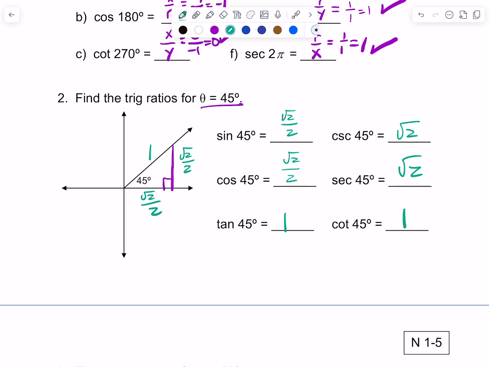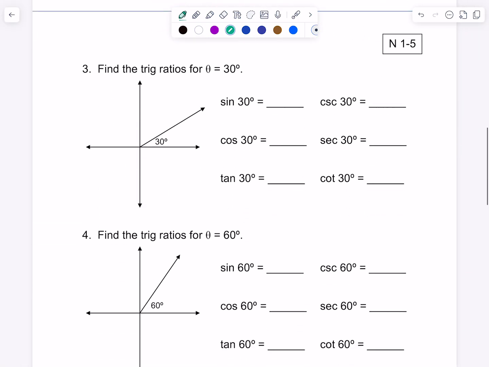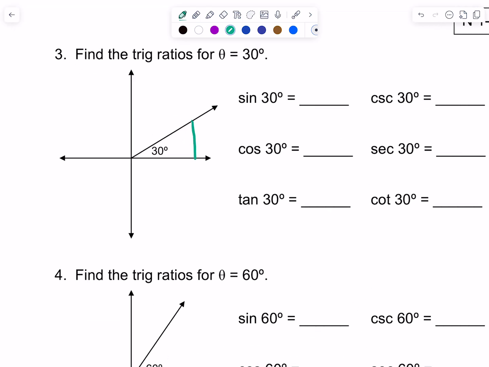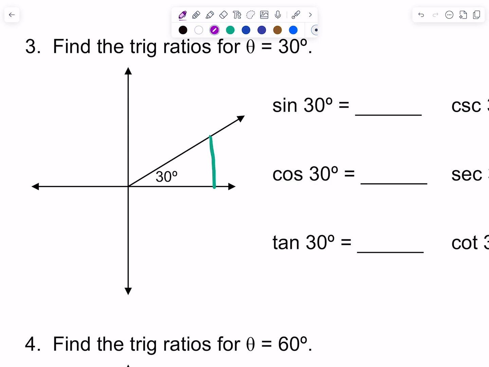Cool beans? Okay. Let's turn the page. Now we're going to do 30 degrees. That was a special angle that we did in geometry. Again, I'm going to save you some of the trouble. Remember, the radius is always 1 for these problems. Remember how we did short leg, long leg? You don't have to remember the rules.